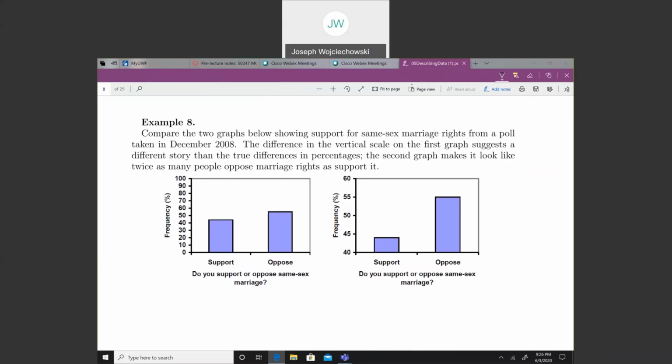So here we have a simple scale from 0 to 100. And we have what looks like about 45 and about 55. And that works. Now here the scale starts at 40. So going up, it actually looks more like 44. This looks like 44%, and this would be 56%. So it's the same difference, but it looks like it's a whole lot more. It looks almost 3 times as much because of how the scale is done and how the frequency is started.